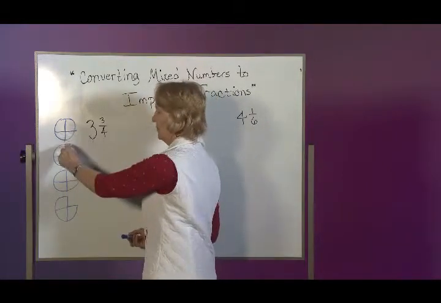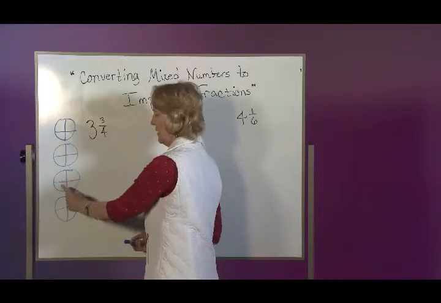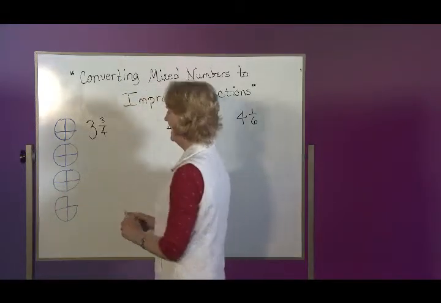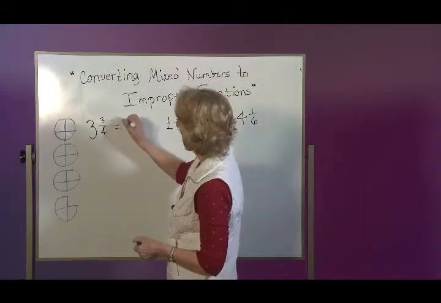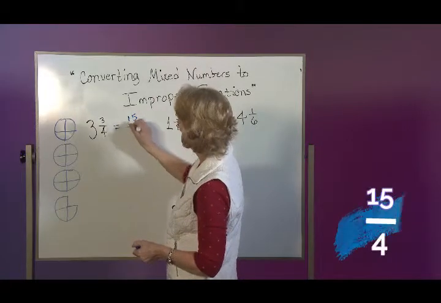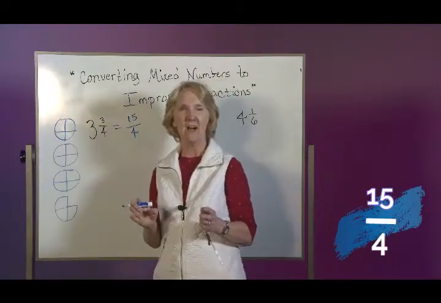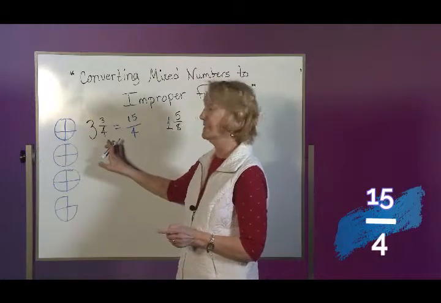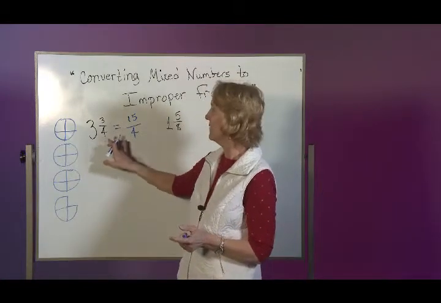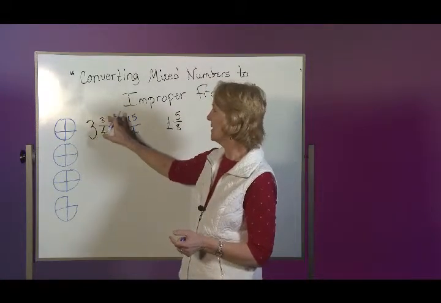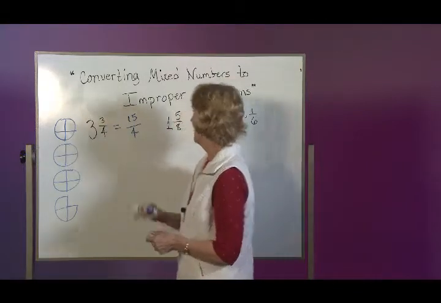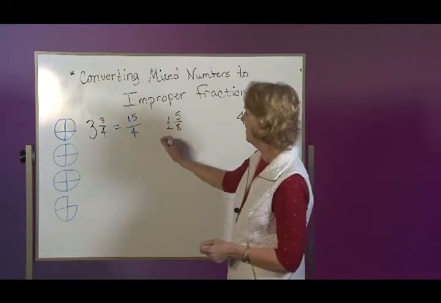Well, it's 4 + 4 = 8, + 4 = 12, 13, 14, 15. It becomes 15 fours. Mathematically, how could we find that? We cut 3 pizzas into 4 parts, that gave us 12. And then we added on the extra 3. We got 15.